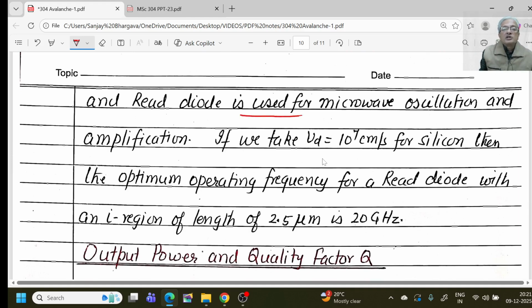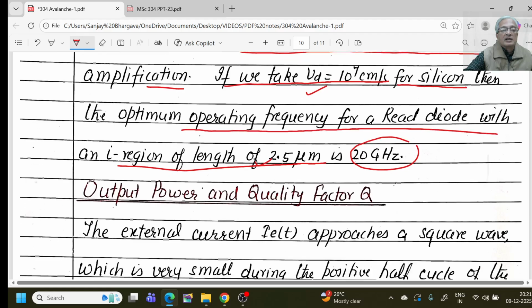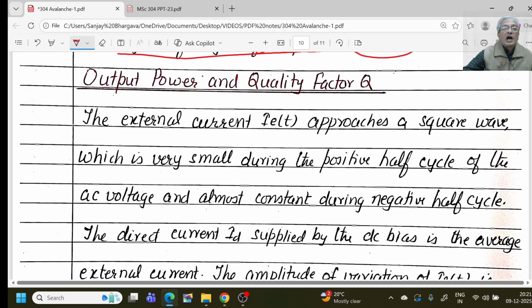And the read diode is used for microwave oscillations and amplification. If we take Vd equal to 10 raised to the power 7 centimeters per second for silicon, then the optimum operating frequency for the read diode with an I region of length 2.5 micrometer is 20 gigahertz. So using these parameters as Vd and length of this region as 2.5, the frequency comes out to be 20 gigahertz. Now let us calculate output power and the quality factor.